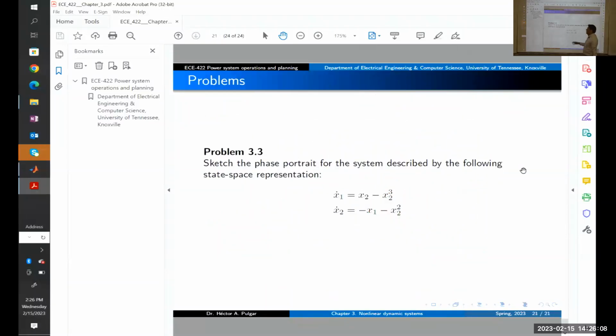So to finalize this chapter, I want you to work on problems 3.1 and 3.2 from the notes, but with you, we're going to work on these problems.